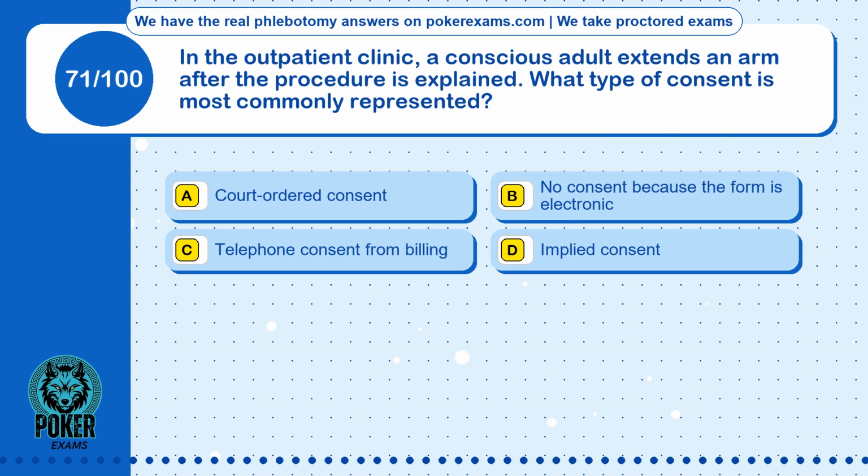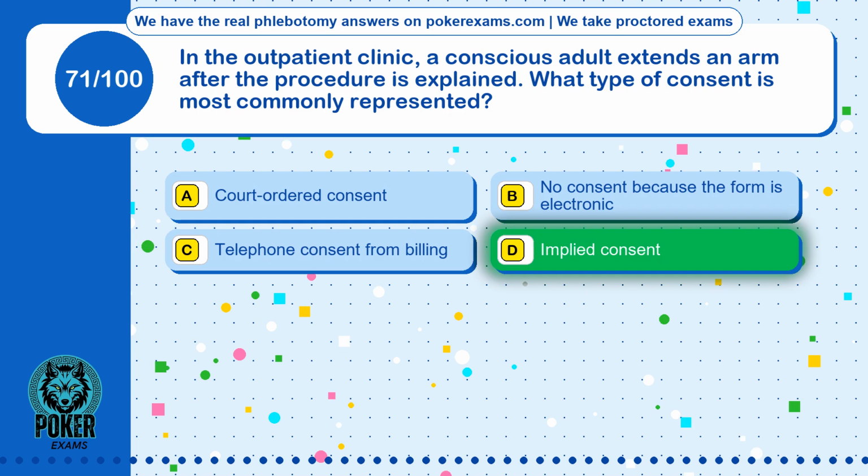Question 71. In the outpatient clinic, a conscious adult extends an arm after the procedure is explained. What type of consent is most commonly represented? Option A. Court-ordered consent. Option B. No consent because the form is electronic. Option C, telephone consent from billing. Option D, implied consent. The correct answer is option D.